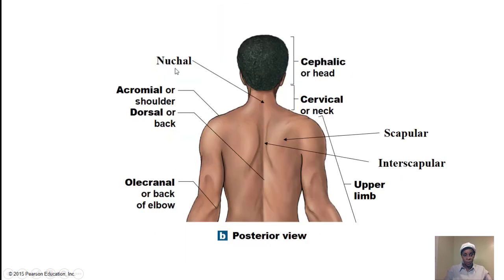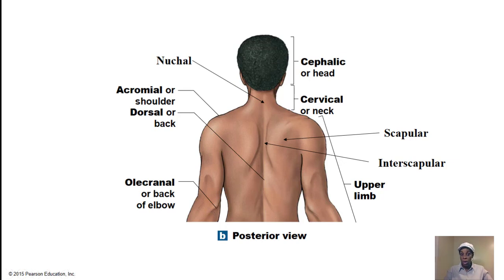When we look at the back, you see the nuchal is the back of the neck. Of course, the head is still the cervical. The back of the neck, the skull is cranial, and the face is facial. The neck is cervical. The shoulder is acromial. The whole back is dorsal. But the shoulder blade area is called scapular. Between the two shoulder blades is called interscapular. Scapular, interscapular. And the back of the elbow is called olecranal.